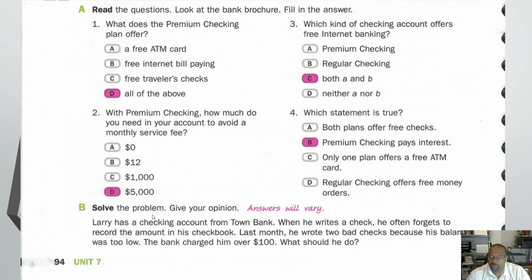B. Solve the problem. Give your opinion. Larry has a checking account from Town Bank. He writes a check. He often forgets to record the amount in his checkbook. Last month, he wrote 2 bad checks because his balance was too low. The bank charged him over $100. The question is, what should he do? What should he do? Take some time and give your opinion.